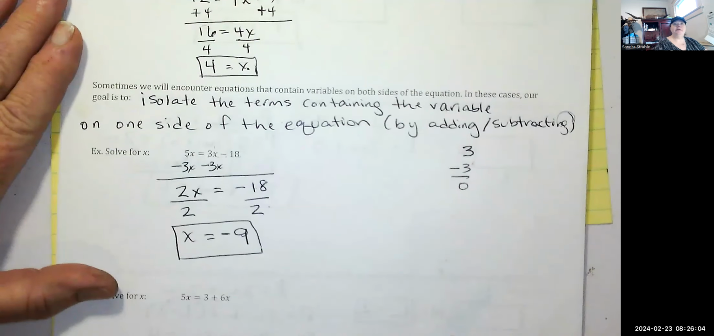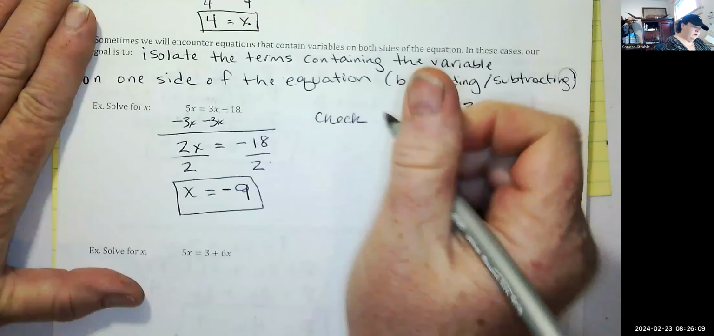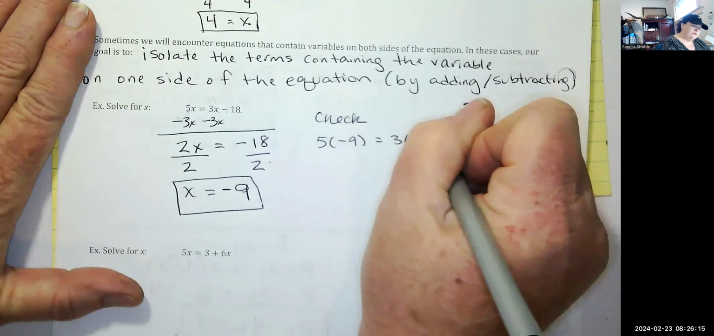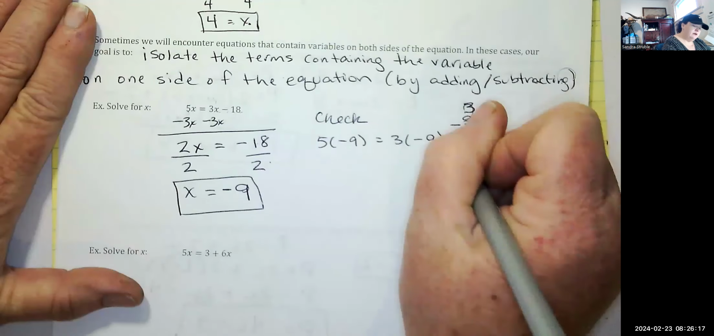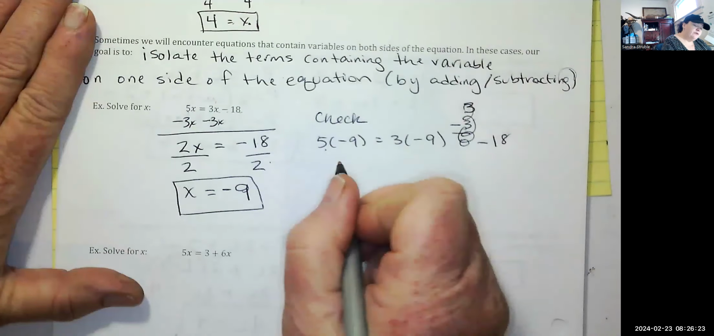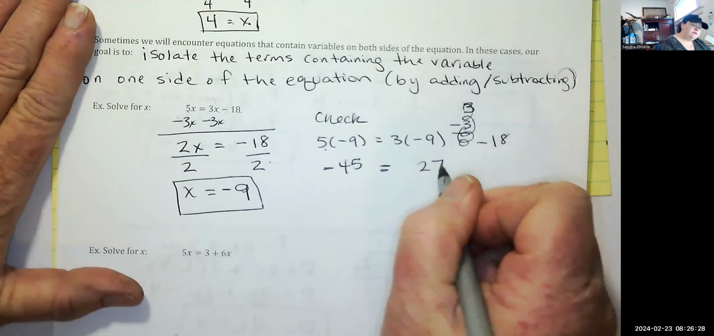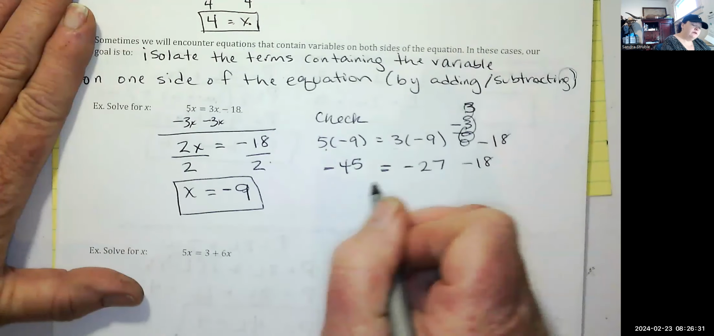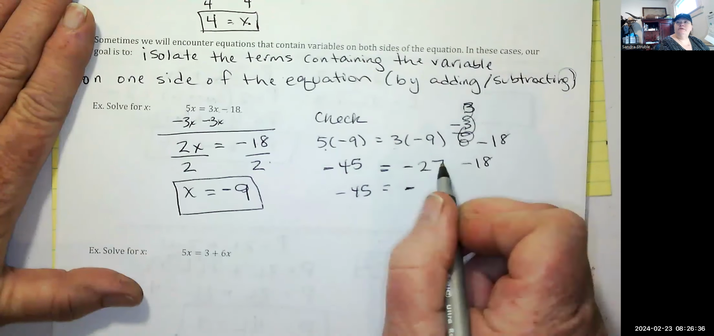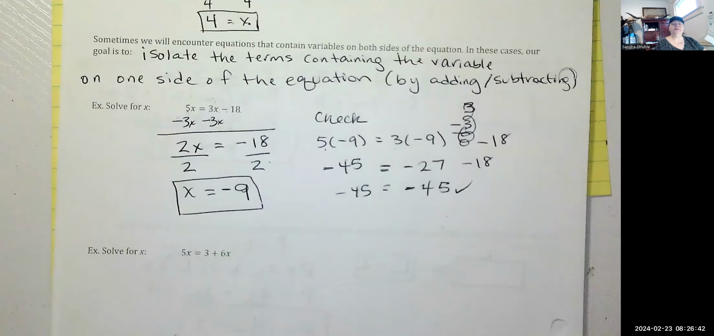You can also plug it back in to check it. Let's do that. 5 times negative 9 is equal to 3 times negative 9, I'm running out of space here, sorry about this, plus negative 18. 5 times 9 is 45. Signs are opposite, so it's negative. 3 times 9 is 27. Signs are opposite, so it's negative. The signs are the same, so we add them and keep the sign. 27 plus 18 is 45. It checks out, so x equals negative 9.